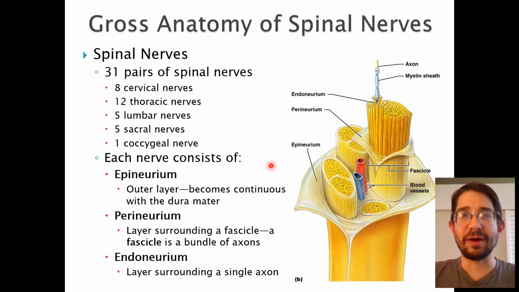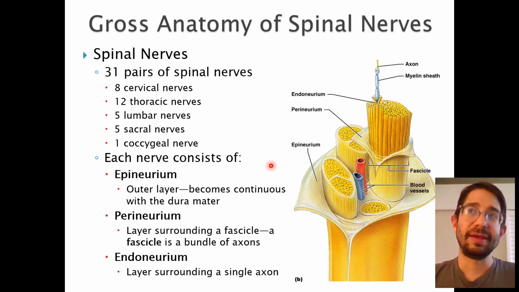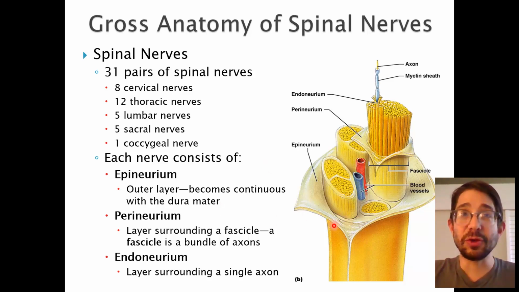And if you take any one of these spinal nerves and look at it, you'll see that there are bundles and bundles within the bundles. And hopefully this is reminding you of muscle anatomy. When we looked at a skeletal muscle, we had a similar kind of construction. So in this case, the nerve is wrapped in a connective tissue layer called the epineurium. Muscles were wrapped in the epimysium.